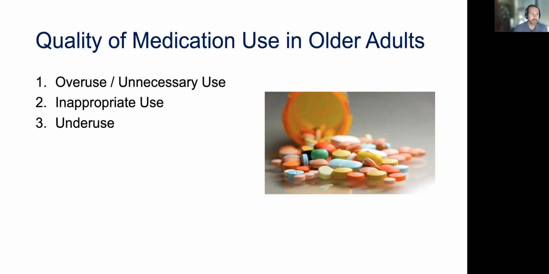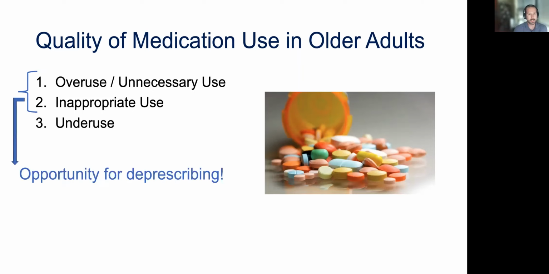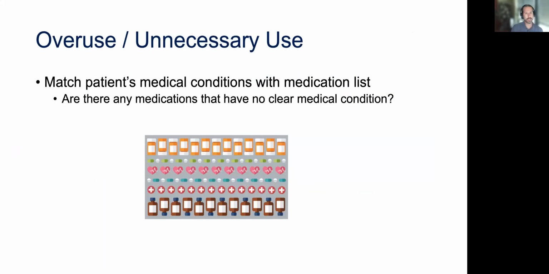So these are basically the 3 possible ways that medication use can be suboptimal. So think about that when you review a medication list. And for the first 2, if they're present, they provide an opportunity for deprescribing, which you've probably heard a lot about in recent years. And we can certainly talk more about that. And I'm happy to come back and give another session just on deprescribing. So let's start with the first category, which is overuse or unnecessary use.